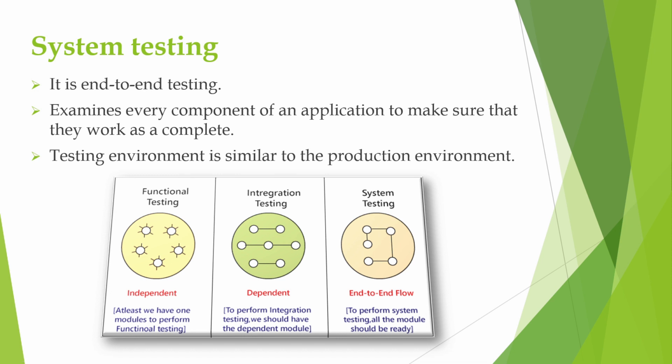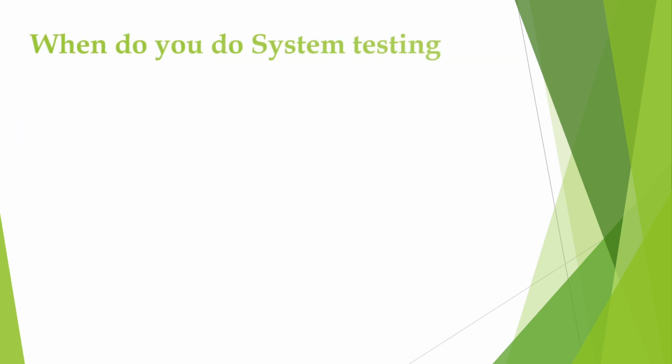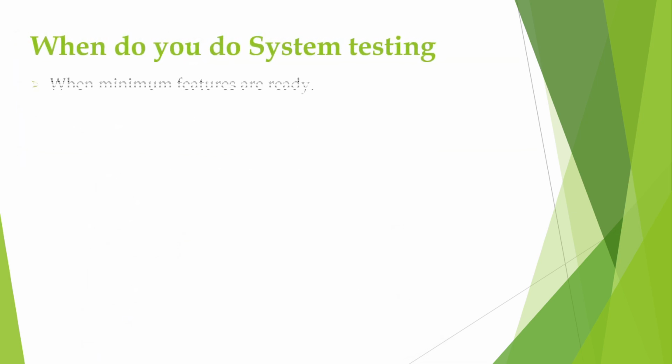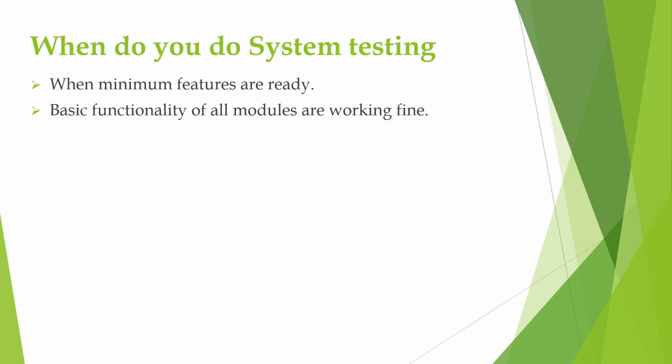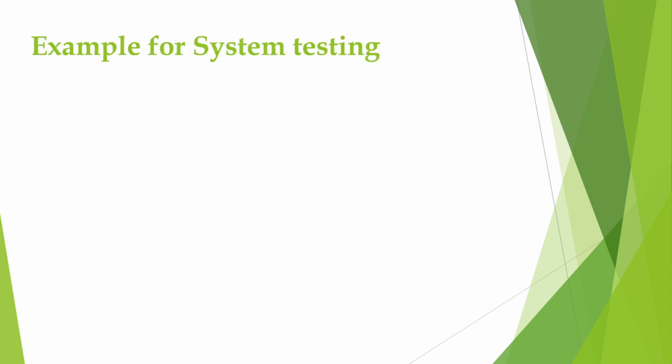Next, we'll see when we do this system testing. System testing is done after functional testing and integration testing, once the basic functionality of the modules is working fine. We'll do this testing when the minimum features are ready. Next, system testing is done when the test environment is similar to the production environment. Then we'll do this system testing.